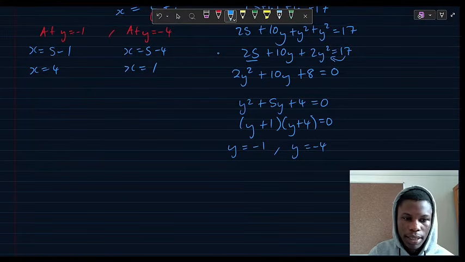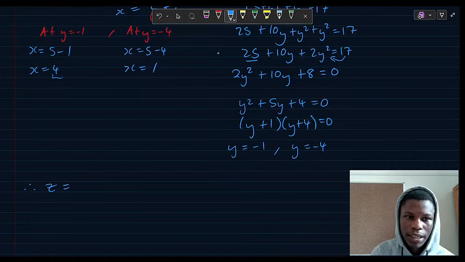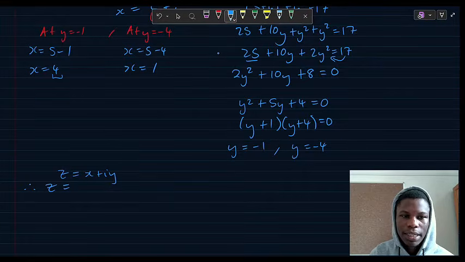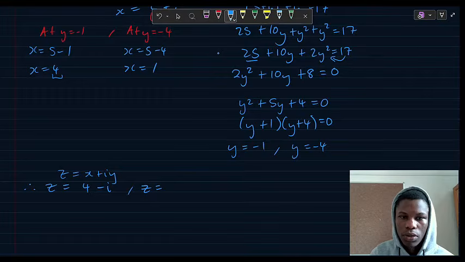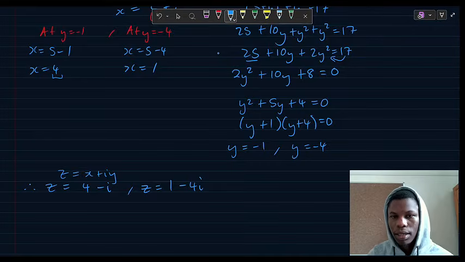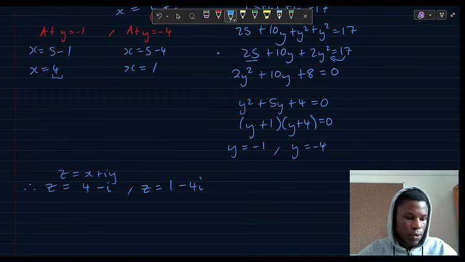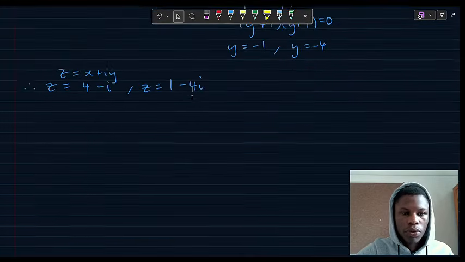So that means the solutions for z, we've got two of them. Either z is 4, because remember z is of the form x plus iy. Either z is 4 minus 1 times i, so 4 minus i, or z is equal to 1 minus 4 times i. And that there is our final answer for number 3. It's quite a long question, to be fair, but it's worth it, 6 marks. Let's go on to question number 4.